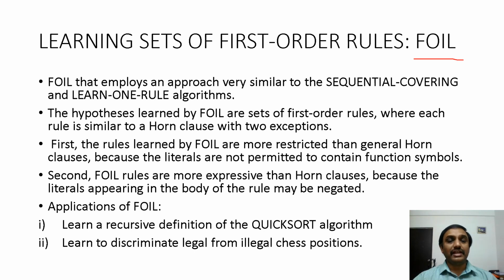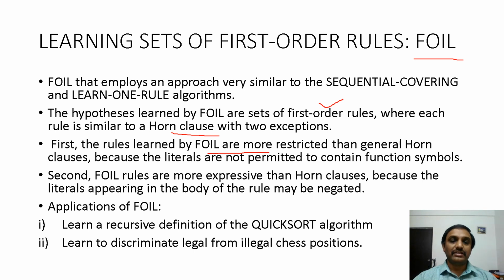Here, the hypotheses learned by FOIL are sets of first order rules, where each rule is similar to a Horn clause with two exceptions. What are those two exceptions? First, the rules learned by FOIL are more restricted than general Horn clauses. Why? Because the literals are not permitted to contain function symbols. In the case of general Horn clauses, you can use function symbols, but in the case of FOIL, that is not possible.